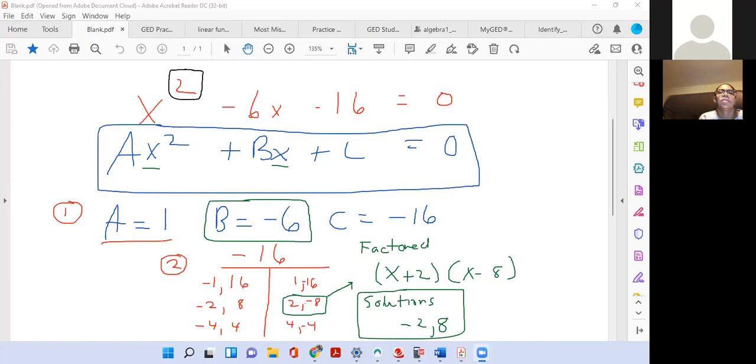What you'll get in the habit of is seeing it right away. I already knew the numbers were 8 and 2, because that's what gives me 16, and the difference gives me 6. So which one is negative? Since my middle term is negative, my biggest number has to be negative, so it's -8 and +2. As you practice these, when A is 1, you'll look right at C, and those factor pairs will start popping up in your head. You'll be able to see the answer right away, and that's what we call mental math. So we want to get there.